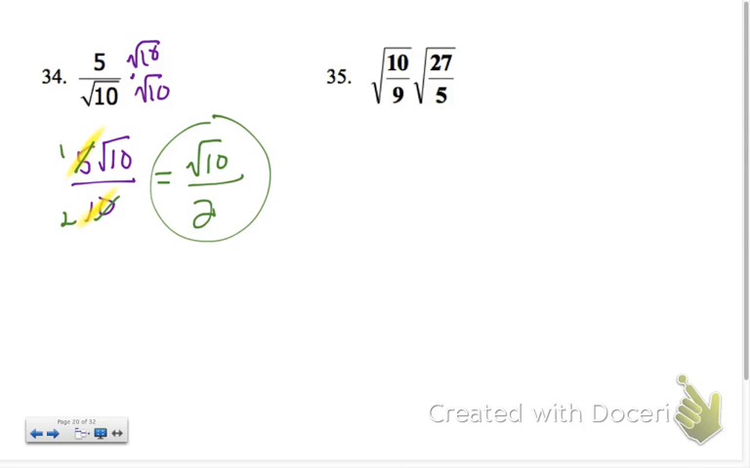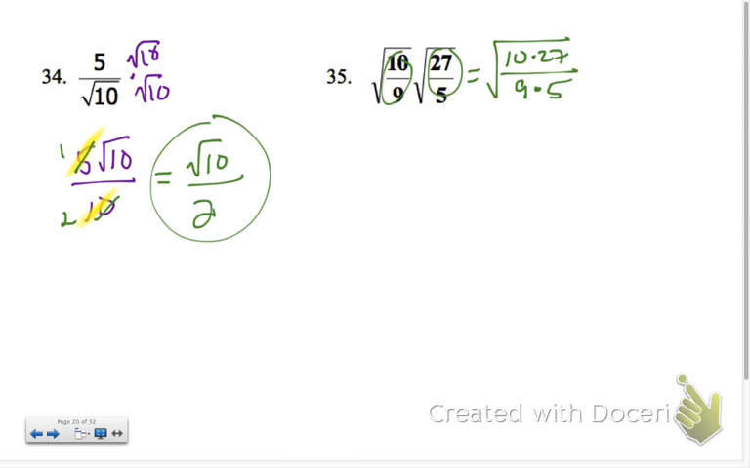Alright, now there's several ways to go about this. I'm going to go about it the more efficient way. So I can think of this as multiply inside times inside, so that's like the square root of 10 times 27 over 9 times 5.